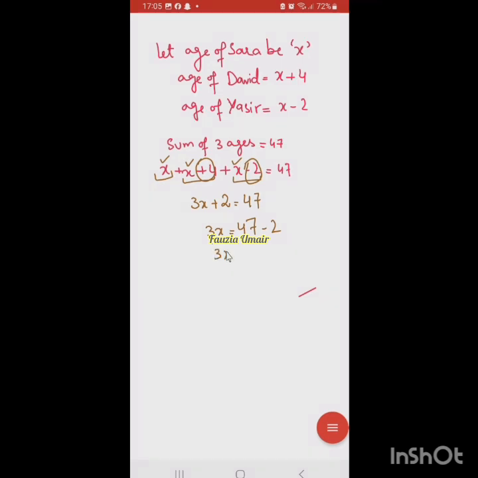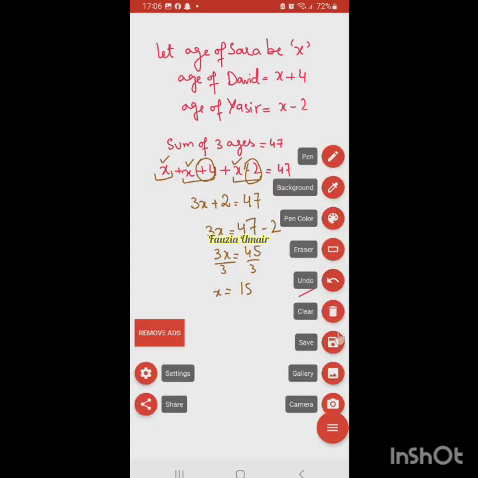So 3x is equal to 45. Divide both sides by 3. So x will be 45 divided by 3, which is 15. Now look, x was not even in the question. We put x in ourselves.